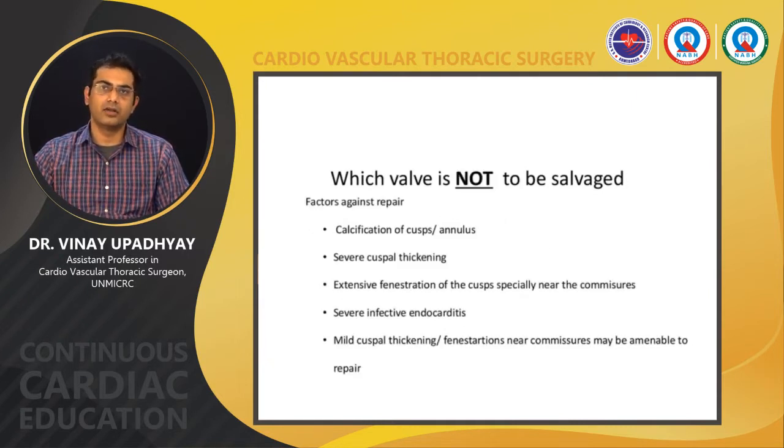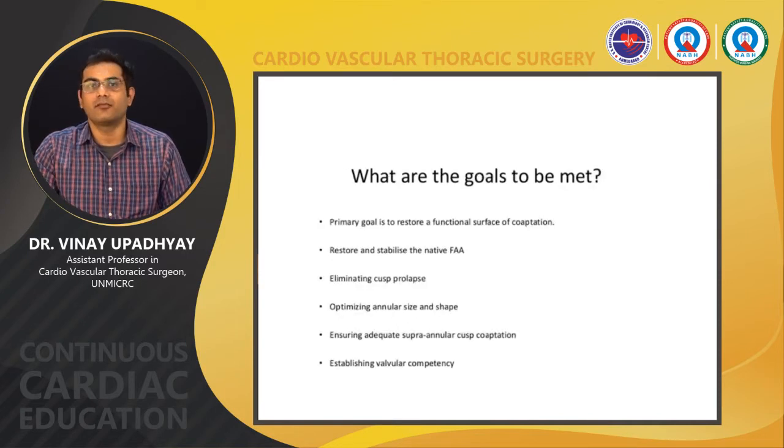The other thing is which valve is not salvageable. First thing is calcification. If severe calcification is present along the cusp or annulus, it is difficult to spare or repair this valve. Other things are cusp thickening, extensive fenestration of the cusp, especially near the commissure, and severe infective endocarditis.